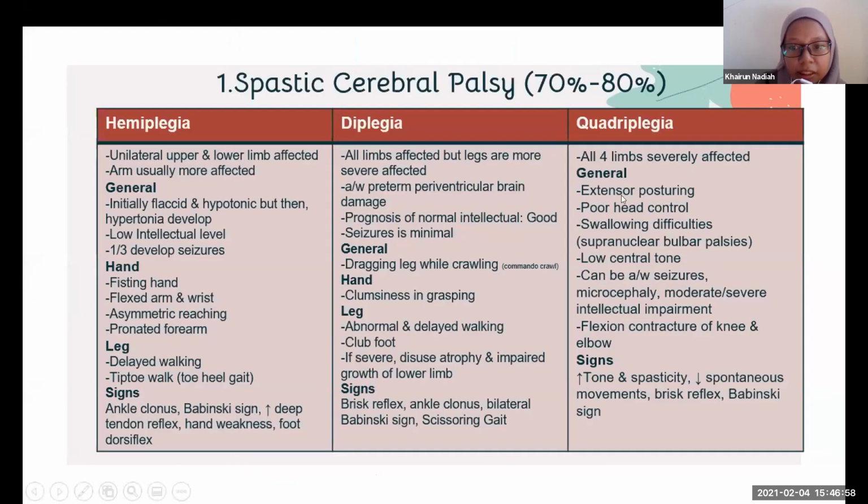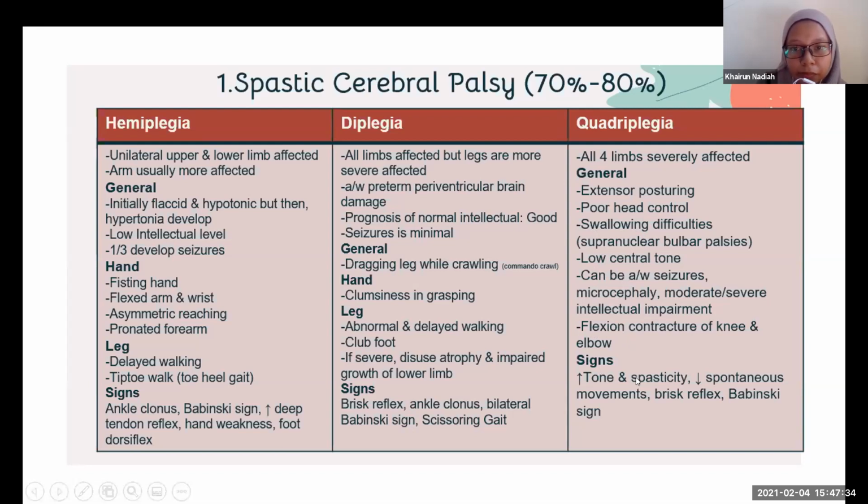And the next is the quadriplegia. Quadriplegia is where all four limbs are severely affected. Generally the children have extensive posturing. They have poor head control. They also have swallowing difficulties due to supranuclear bulbar palsy, and they have low central tone. It can be associated with seizure, microcephaly, moderate or severe intellectual impairment, and they also have flexion or contracture of the knee or elbow.